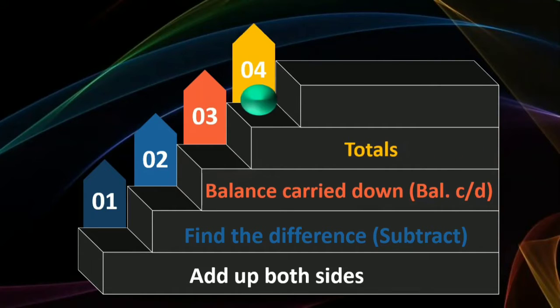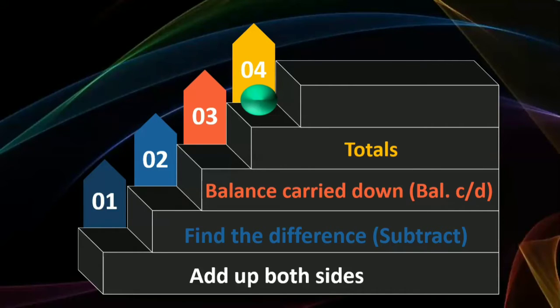And your totals must be entered on the same level. So you're going to total your debit side, enter the value of your total, and total your credit side, enter the value of your total. Now, at this stage, once you have completed step 1 and step 2 accurately, meaning you add up accurately, you find the correct difference, and that amount is entered on the smaller side as your balance carried down, then when you get to step 4 and enter your totals, both your debit side and your credit side should be equal.